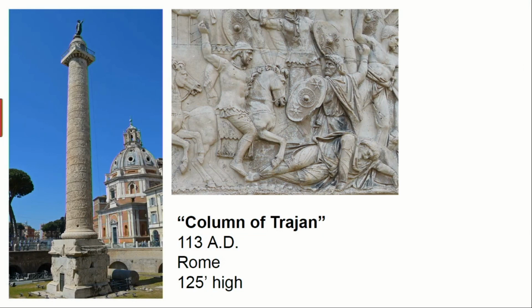Here's a close-up of what it looked like. It's simply a realistic carving of a military campaign. And it's there for a political purpose, to impress people. Now, currently, the statue atop is St. Peter. But in ancient times, it's called Trajan's column. Guess who was there? Trajan was on top of that column.